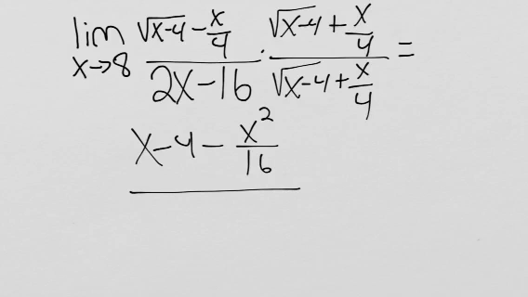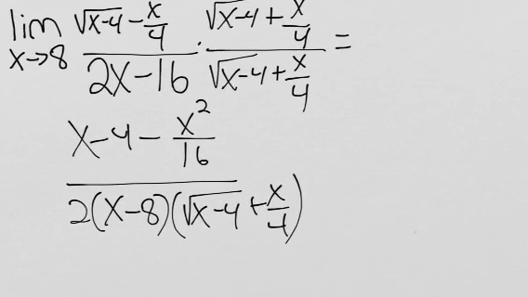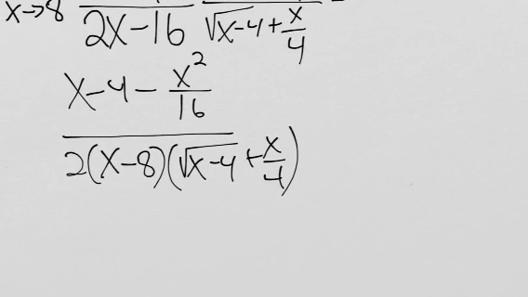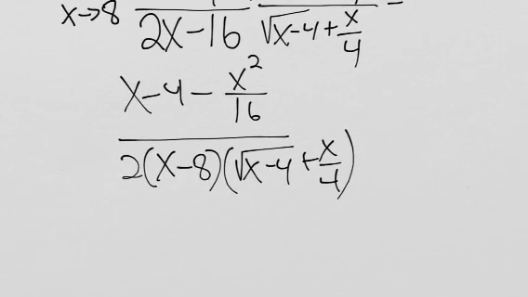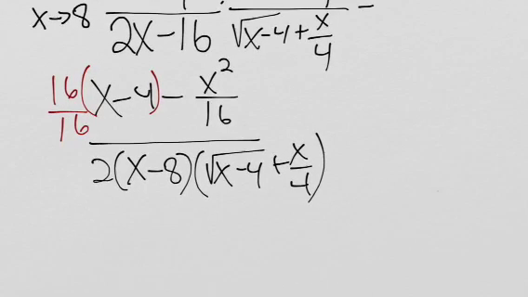So that's what's on bottom, and then on top, and on bottom we factor out our 2. So we get 2 times x minus 8, and then we're still multiplying it by all this garbage, the square root of x minus 4 plus x over 4. Okay, so we're going to have to find a common denominator now. So we want to be able to combine x minus 4 and x squared over 16, but we can't do it because we don't have a common denominator. So what we have to do is multiply this whole thing by 16 over 16 to give it a common denominator.